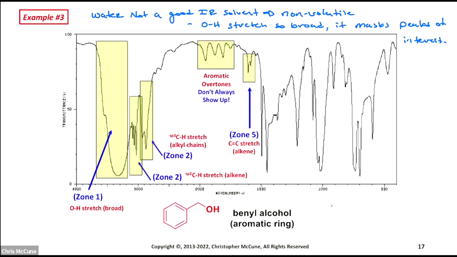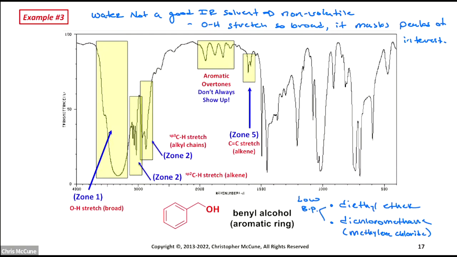Solvents of choice: diethyl ether is a good one. Dichloromethane, also known as methylene chloride. These have low boiling points, and so they're not going to show up in the IR and interfere with the signals that we are interested in.